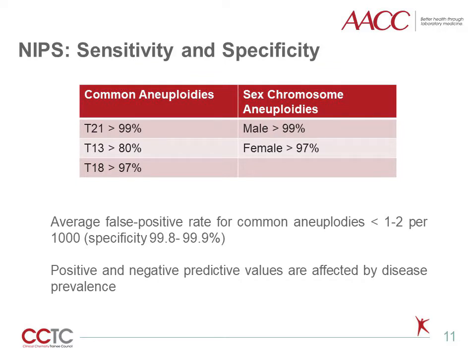NIPS has excellent sensitivity for the common aneuploidies and most sex chromosome aneuploidies. Average false positive rate for common aneuploidies is less than 1 to 2 per thousand, with a specificity of 99.8 to 99.9%. However, the positive and negative predictive values are affected by disease prevalence in the population. Lower disease prevalence results in higher negative predictive value and a lower positive predictive value, and vice versa, and therefore the prevalence of disease must be taken into consideration while interpreting results.